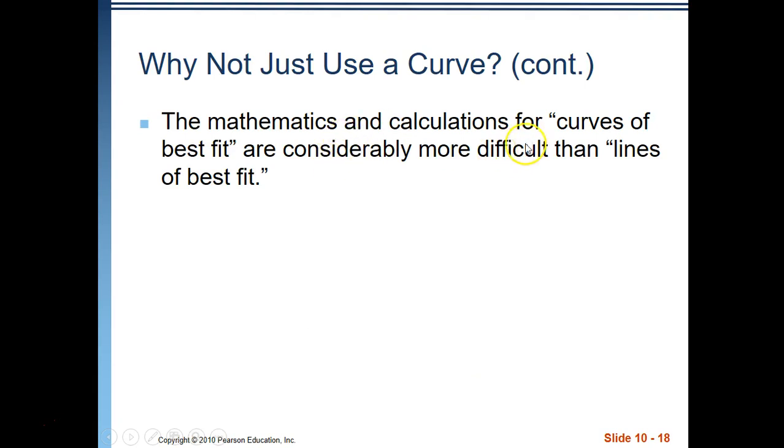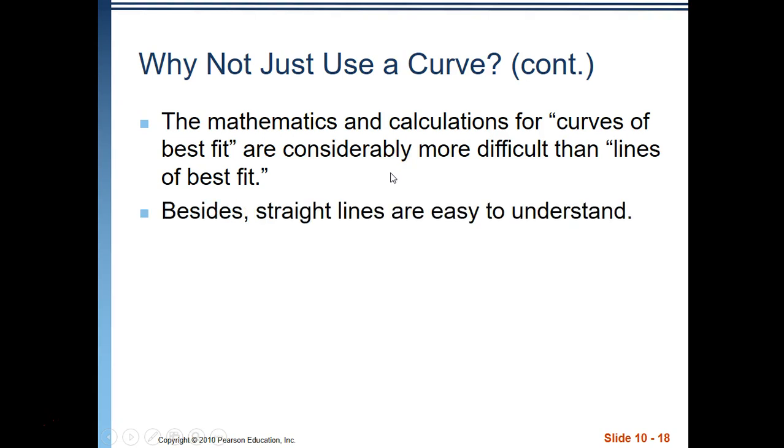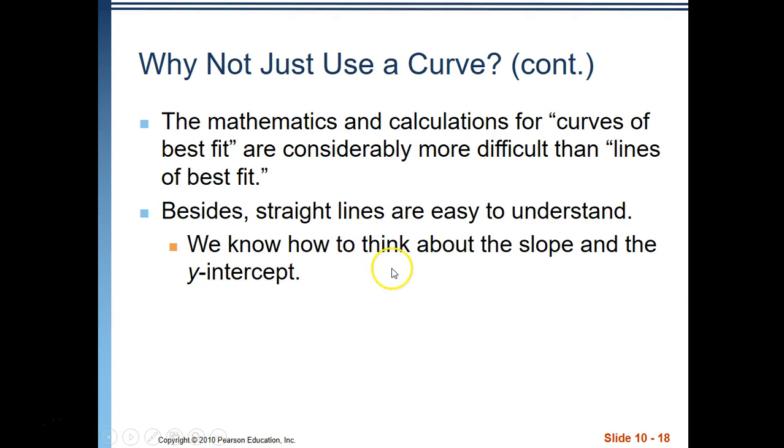The mathematics and calculations for curves of best fit are considerably more difficult than lines of best fit. You can do that if we start using calculus and stats, but for the time being we aren't. Besides, straight lines are just easier to understand. You know how to think about the slope and the y-intercept of a graph, so why don't we stick to making it a straight line?